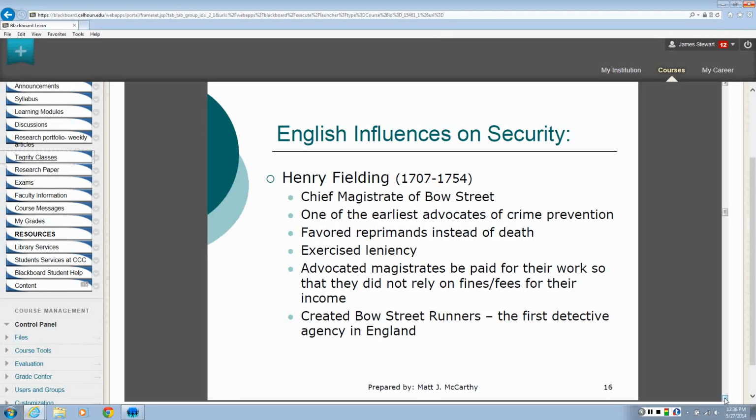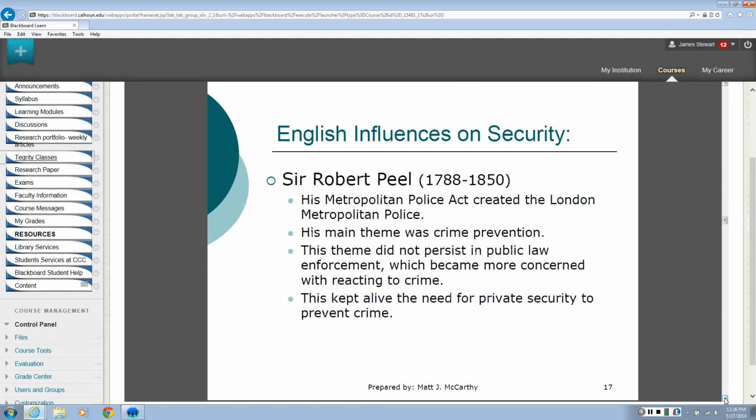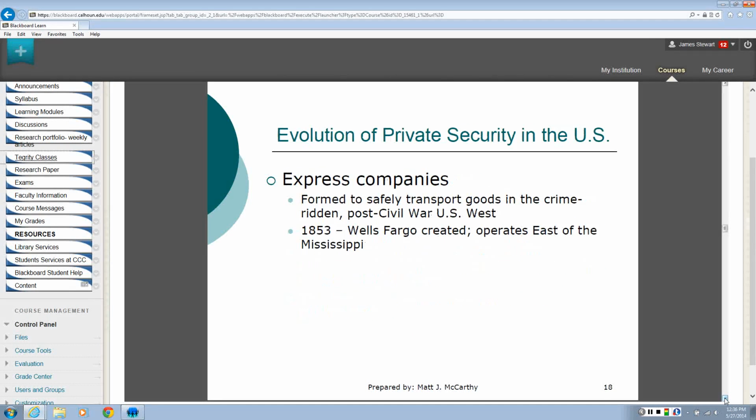Make sure you're familiar with the Bow Street Runners and Henry Fielding, and Sir Robert Peel. Sir Robert Peel, you should remember him if you've taken Introduction to Criminal Justice, which is CRJ 100. He's responsible for the creation of the very first police department ever.